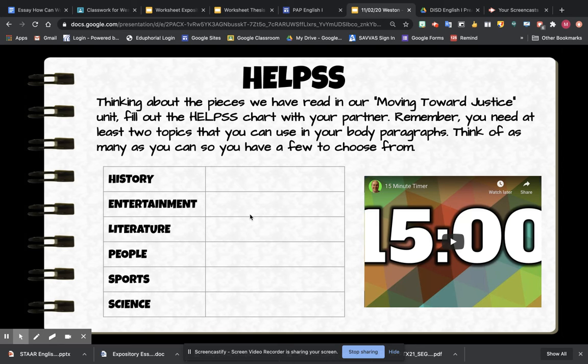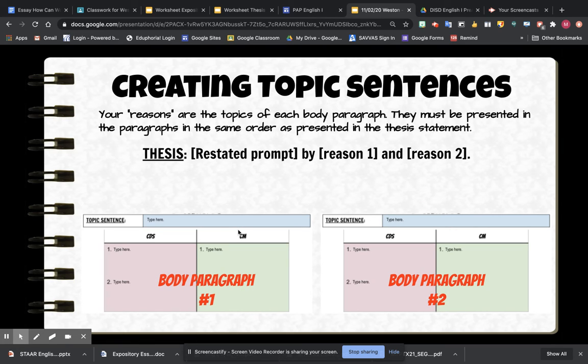Remember, you need at least 2 topics that you need to use in your body paragraphs. You'll think of as many as you can. With literature, we could do Martin Luther King's Dream Speech. For history, you could do a lot of historical figures like JFK. You can even think of some more current historical figures like Malala, who could be a good one. There are so many people. Think of people who've given speeches where their words have inspired some type of change, or some historical event where words have inspired change. Abraham Lincoln. Think of other pieces of literature. It doesn't have to be just this year, but other pieces you've read in the past. And make your HELPS chart.